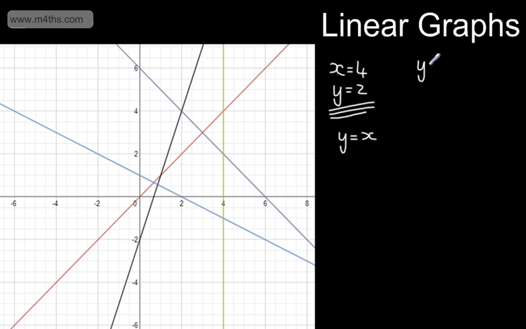Often these are written in the form y is equal to mx plus c, where m is the gradient of the line and c is the y-intercept. So we could look at this one now and we can see that this has a gradient of 1 and a y-intercept of 0. If we looked at the other ones, we could work out the gradient of each of these and substitute it into this particular equation.